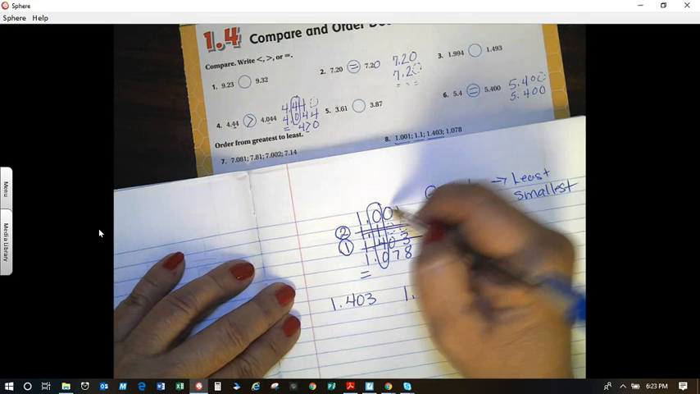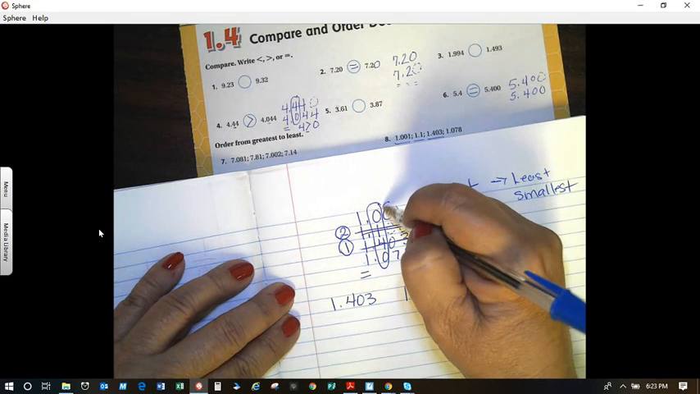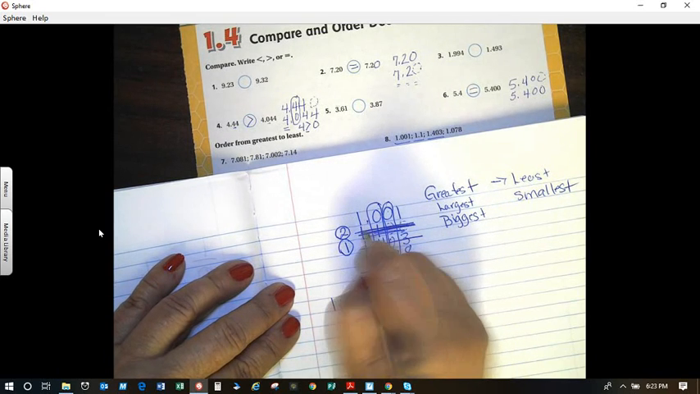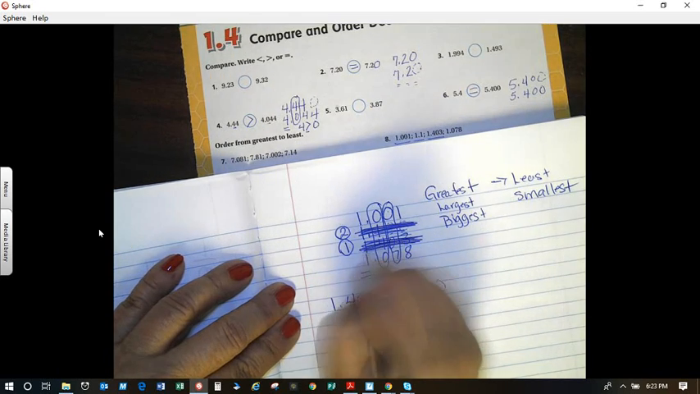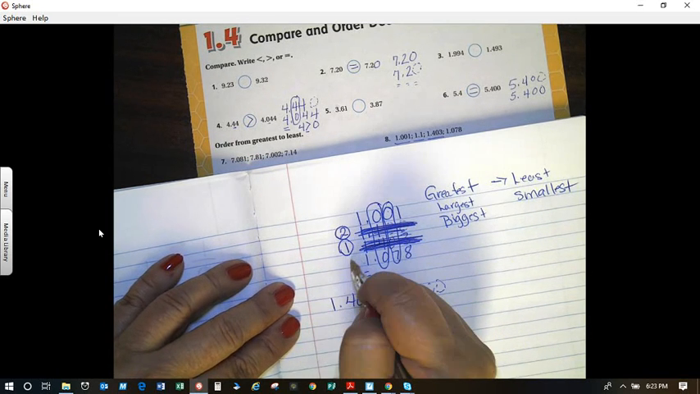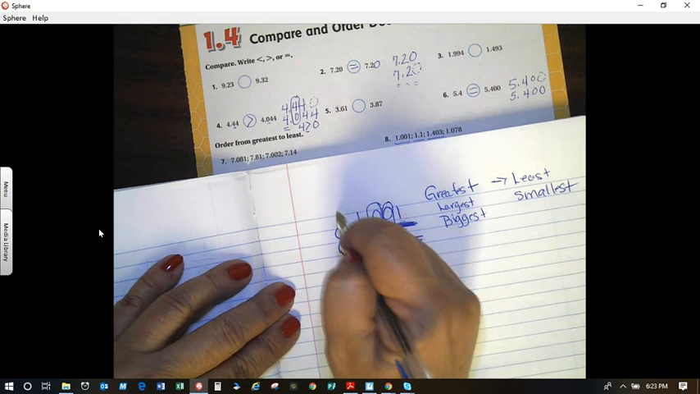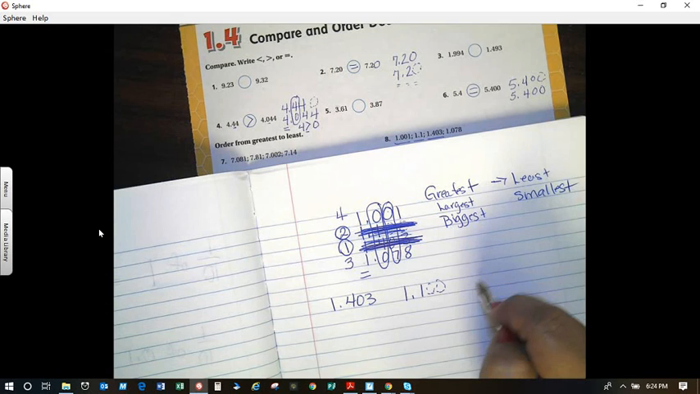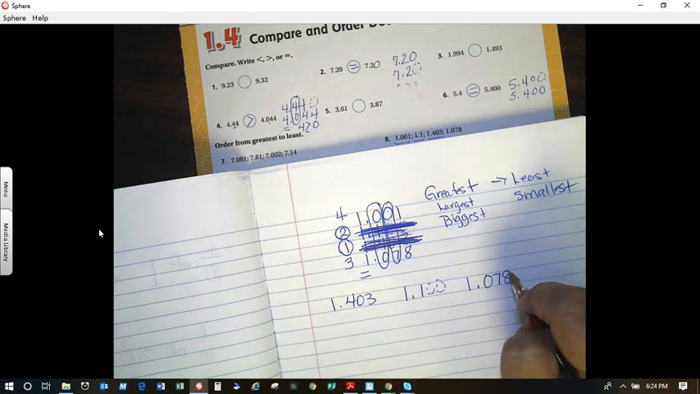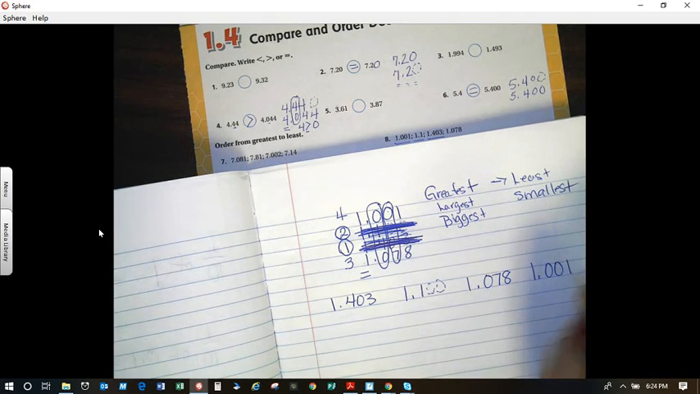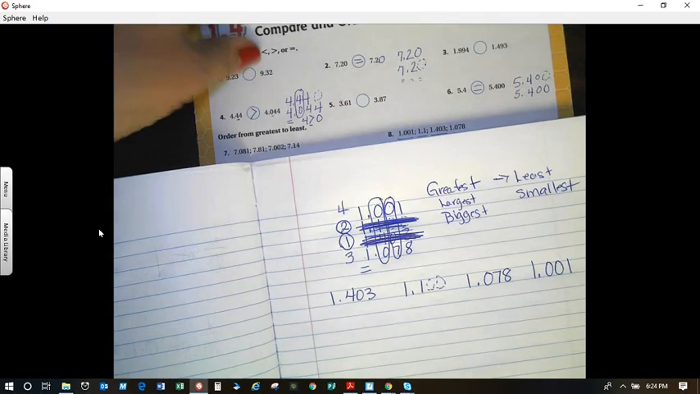Now I'm going to move over here and I'm going to circle here. So these are done. The next one, I have a 7 and then a 0. So my 3 is here, and then this is 4. So my next number is going to be 1 and 78 thousandths, and the last one is 1 and 1 thousandths. And there's the order, and so I'm going to write that on my paper.